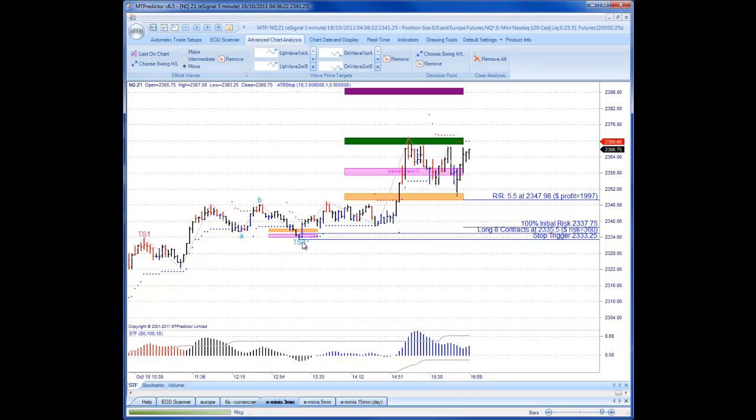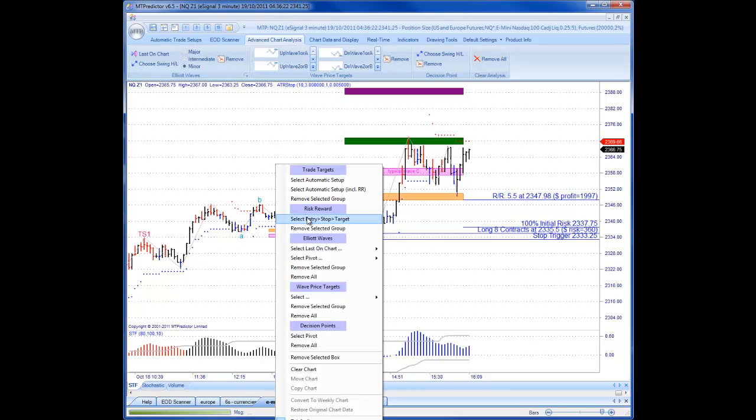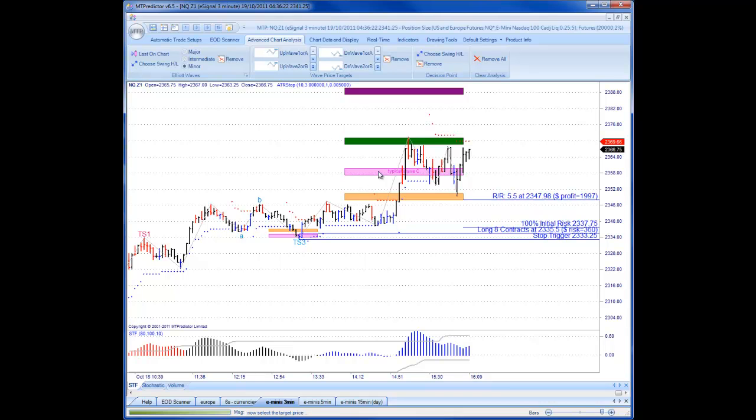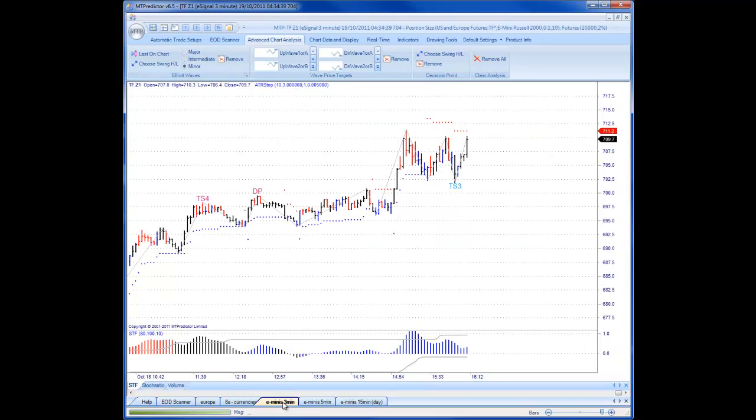So not only would you be keen to take this, but you also might want to try and run it a little bit further into higher targets, therefore increasing what is already a very good 5.5R profit up into something a lot higher. But let's have a look at some of the other markets.